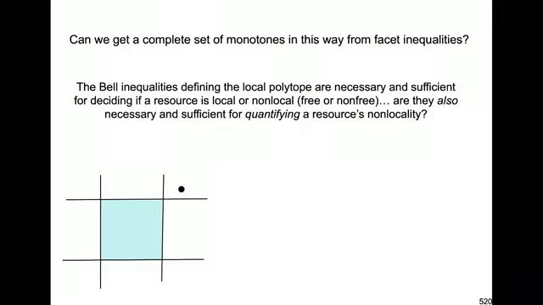To put it another way, these 4 inequalities, or in the proper case, if I were depicting the whole polytope, there'd be 8 such inequalities. They define the local polytope. So they're necessary and sufficient for deciding if it's local or non-local. That's the qualitative question, yes or no. But are they necessary and sufficient for quantifying a resource's non-locality? We're going to see in just a few slides that they're not actually sufficient. There's more information in a resource than just how it relates to these facets of the Bell polytope.